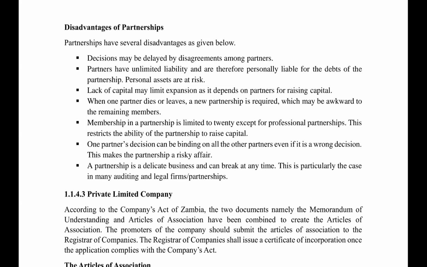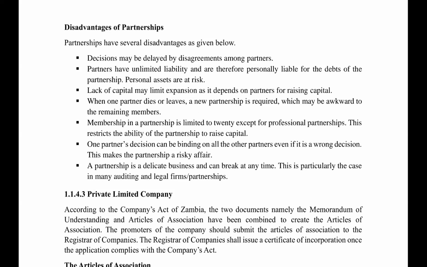Do I have any questions so far? We have talked about the two forms of the business systems. We have talked about sole proprietorship and partnerships. Do I have any questions? Assuming the business managers don't have questions, then we can proceed.